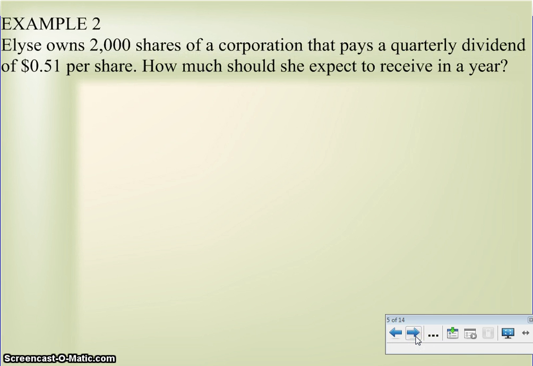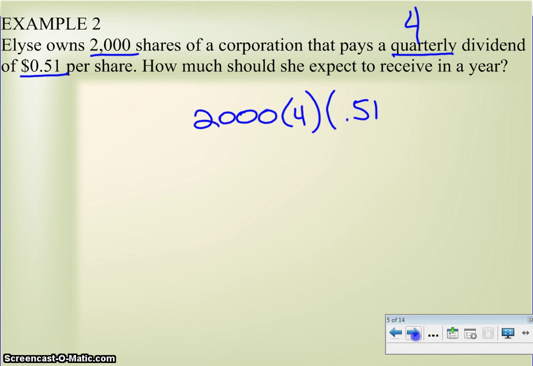Okay, example 2. Elyse owns 2,000 shares of a corporation that pays a quarterly dividend. So quarterly happens 4 times in a year. She gets 51 cents per share. How much should she expect to receive in a year? Well, she has 2,000 stock. She's going to have this dividend 4 times per year, and it's worth 51 cents for each dividend. So when I multiply all of those out, Elyse is going to receive $4,080 per year in her dividend checks.